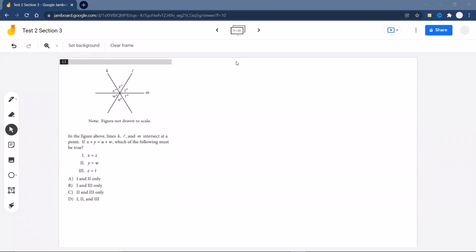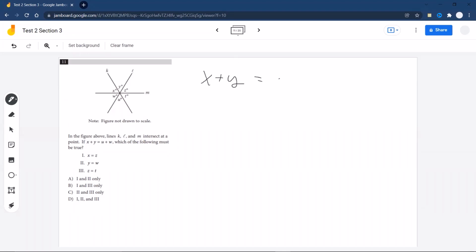All right, everyone, so let's take a look at question 11. Question 11 gives us a figure and some information down here. It tells us lines K and M intersect at a point, and we know that x plus y equals u plus w. Then which of the following must be true given this information?